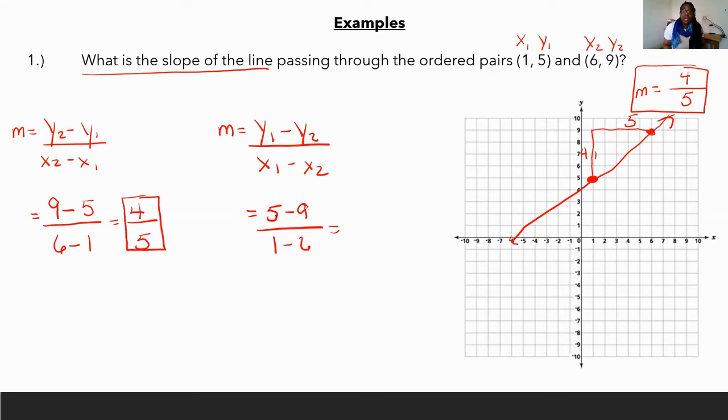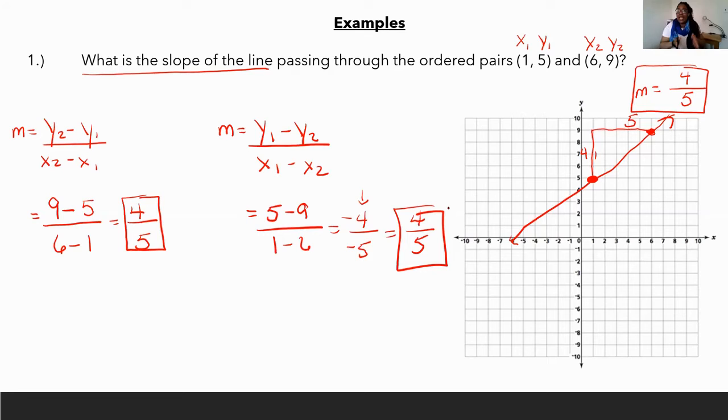Now, 5 minus 9 gives me a negative 4, and 1 minus 6 gives me a negative 5. So we need to reduce or simplify that some more. What's a negative divided by a negative? Hopefully you're saying a positive, which gives me a positive 4/5. Guess what? You're going to get the same answer. But here's the key.